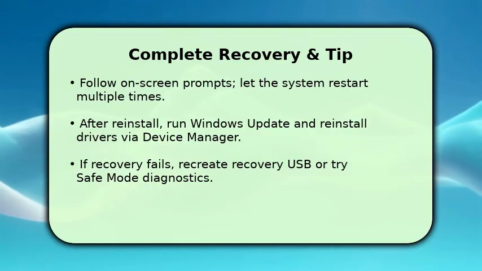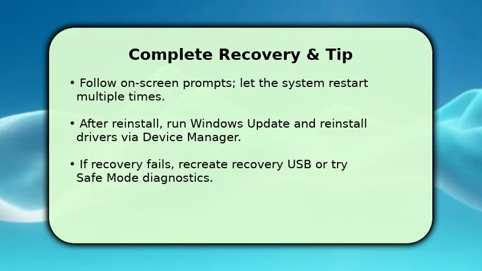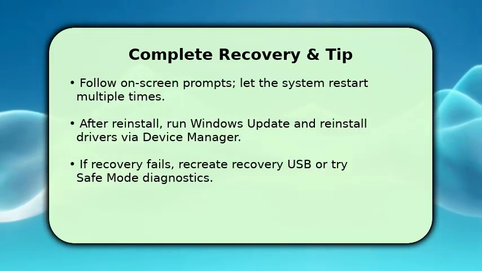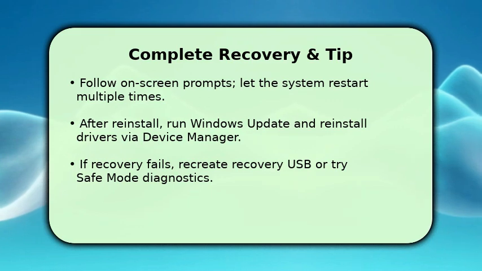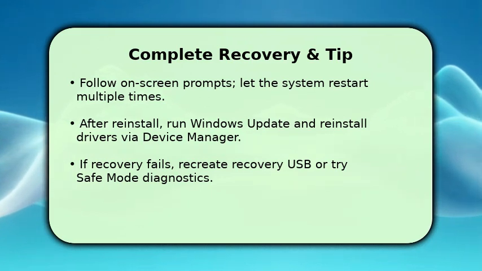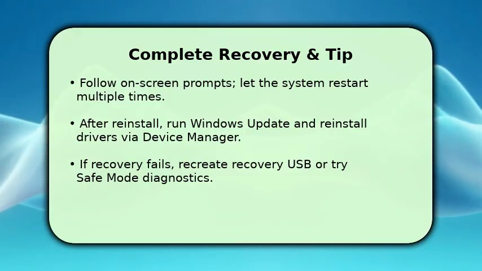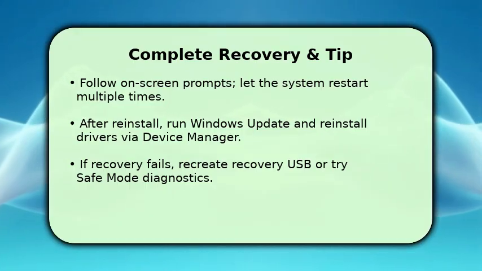If the recovery process fails, recreate the recovery USB on another working machine or boot into safe mode and run chkdsk and sfc /scannow. This troubleshooting tip often resolves corrupt media or disk errors before repeating recovery.